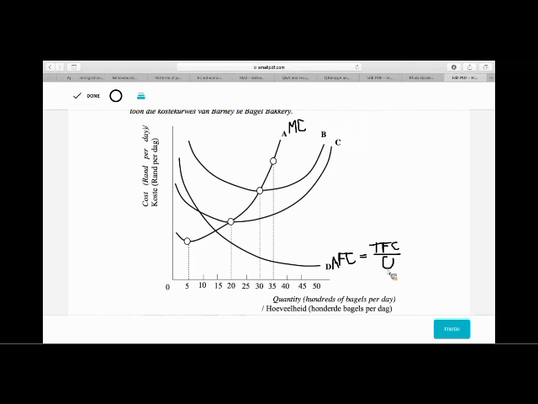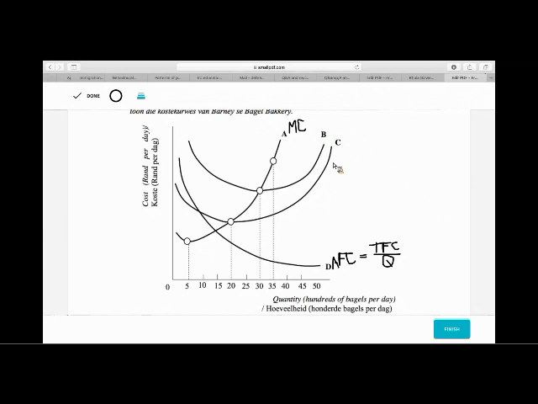So when you're dividing a value by a small quantity, 500, you're going to get a very large number. But when you divide that same fixed cost by a larger quantity, you're going to get a smaller number. So average fixed cost is always decreasing because you're spreading a fixed amount over a larger and larger output. So D is AFC. So the only two that are left are average total cost and average variable cost.